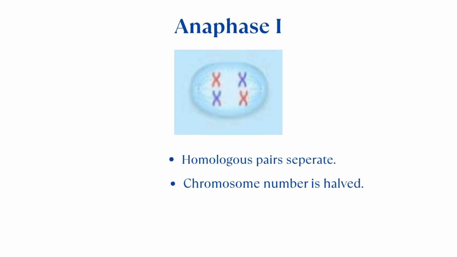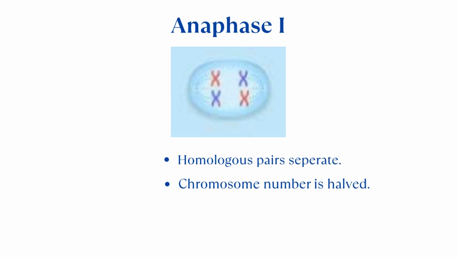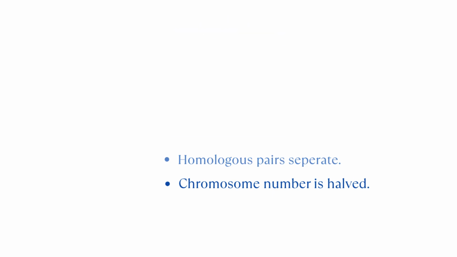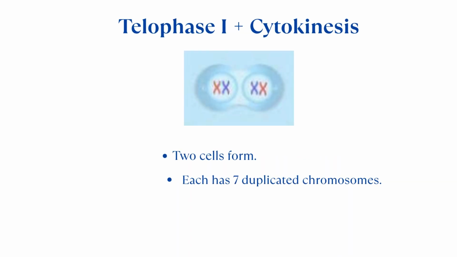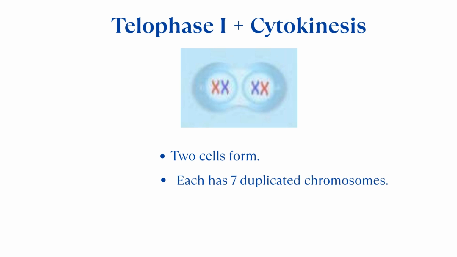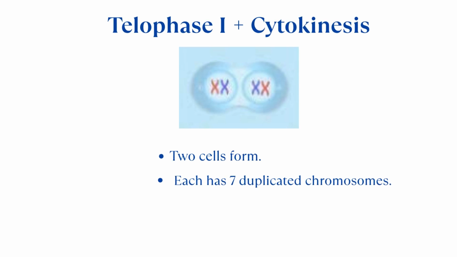In anaphase 1, the chromosome pairs are pulled apart. Each side now has 7 chromosomes, still in their duplicated form. The cell divides into 2 new cells. Each has 7 chromosomes. These cells will now go through a second round of division.